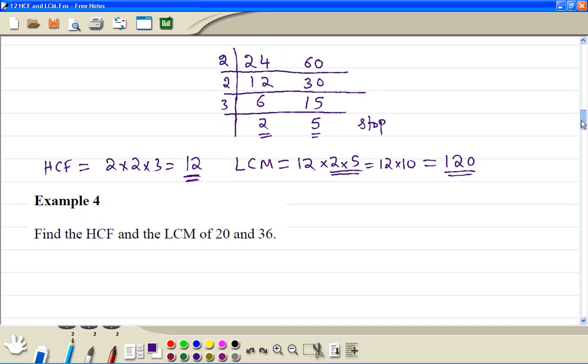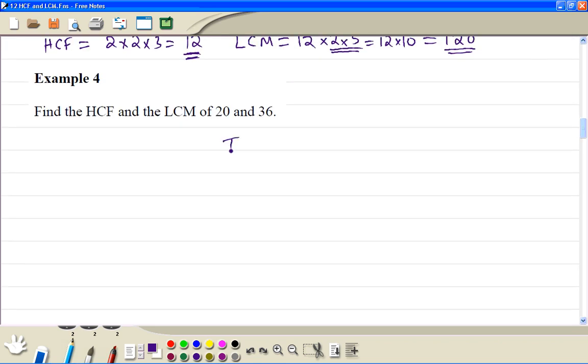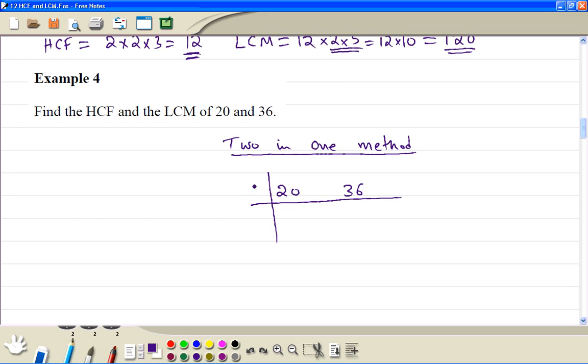Let's do example 4. Again, we can use the 2 in 1 method. So write the number 20, write the number 36. Divide both by 2, 2 again, 5, 9, nothing in common, stop. Then the highest common factor is just the list on the left hand side, 2 times 2 is 4.